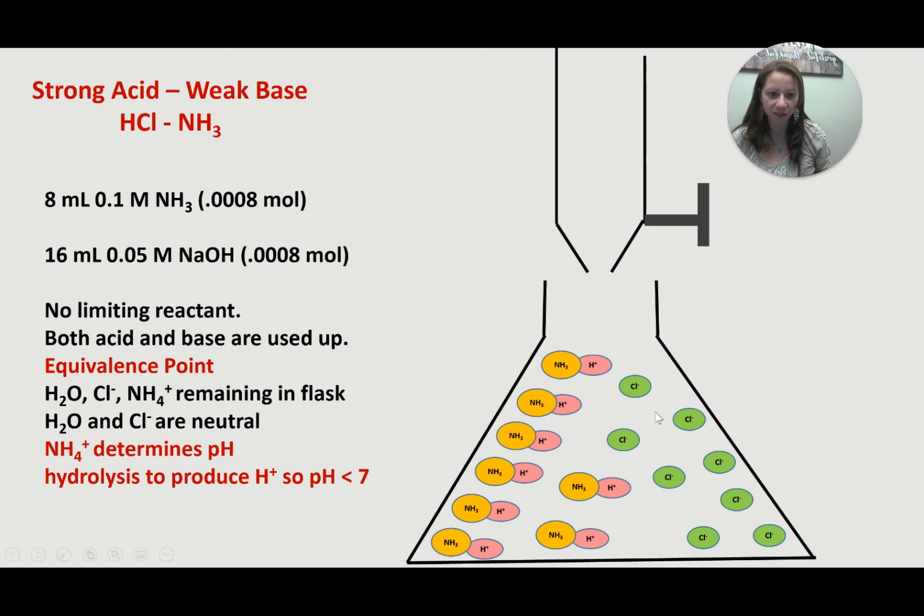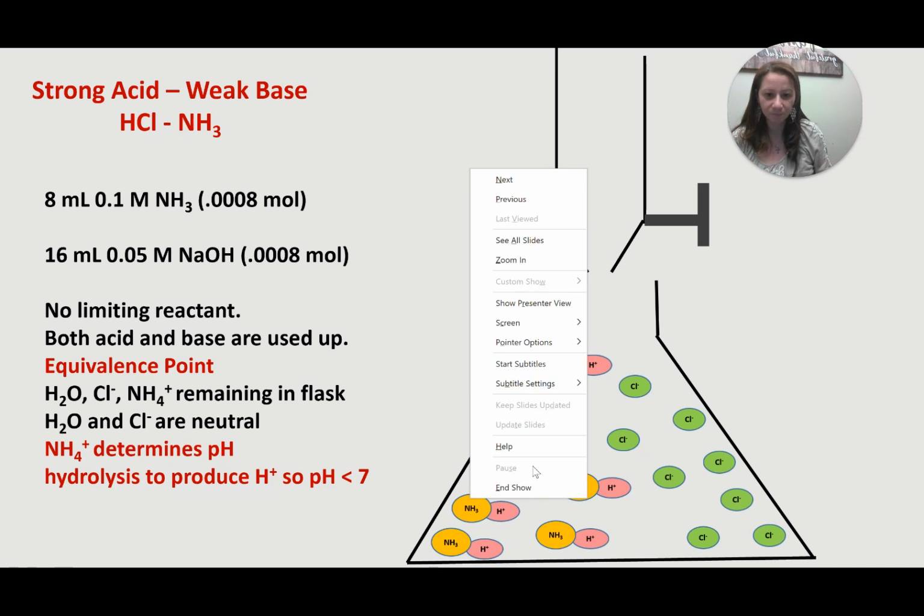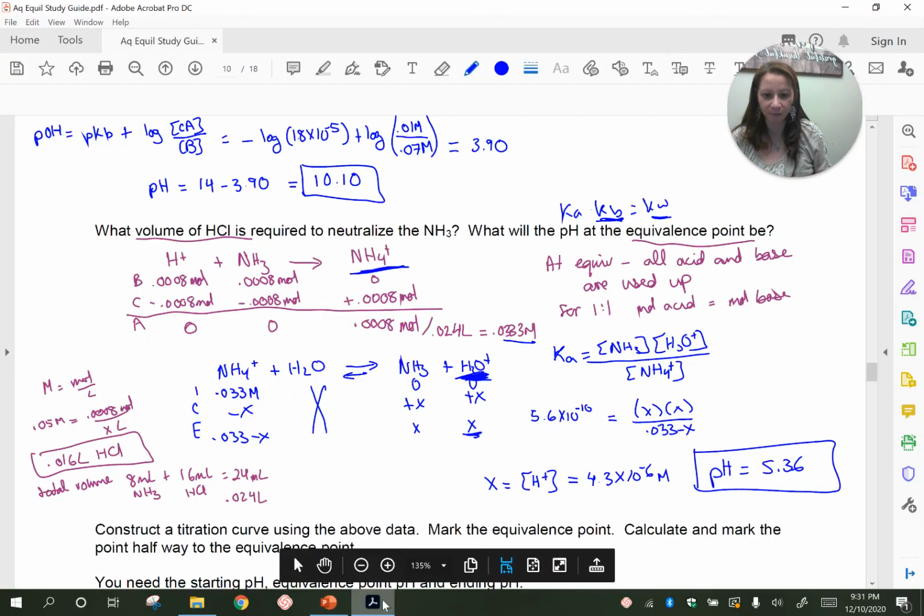Well, it looks like we have, of course, water, because this is happening in water. We have some Cl-. Water and Cl- don't really affect the pH, right? They're neutral. And look at this. All we have left is just ammonium, just NH4+. So how do you find the pH of NH4+? You do the hydrolysis and an ICE chart. And your pH is going to be below 7 because NH4+ will undergo hydrolysis to give off H+. So your pH will be lower than 7.